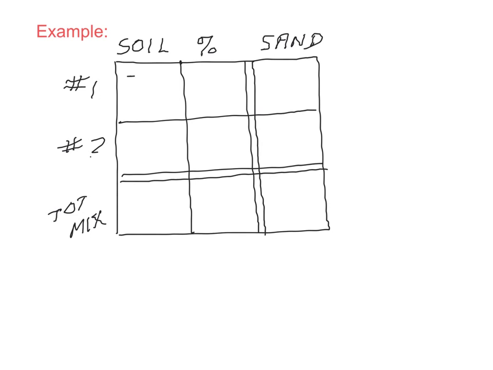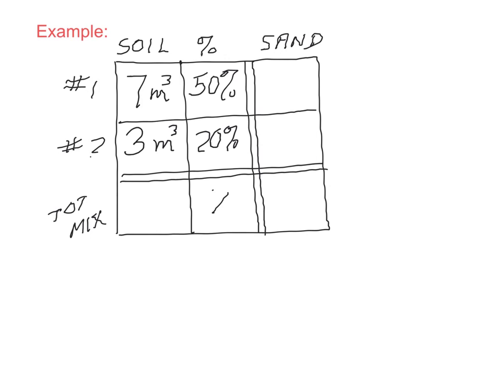We've got 7 cubic meters of soil, and it's 50% sand. The second is 3 cubic meters of soil, and this is 20% sand. And we want to know what is the sand content of the mixture. Okay? So what we are looking for is actually the percent of sand in the final total mixture. So this is going to be our variable, and we're going to call it x.